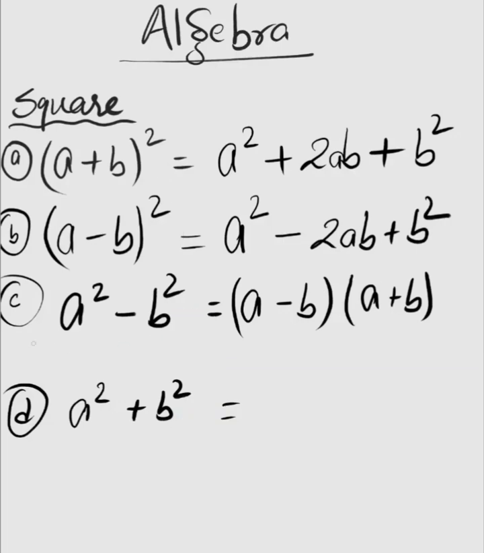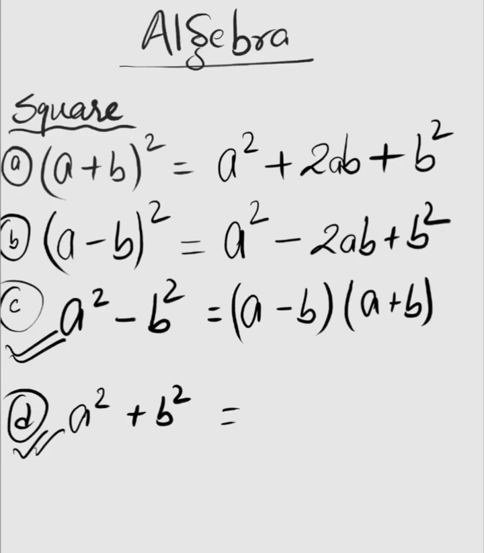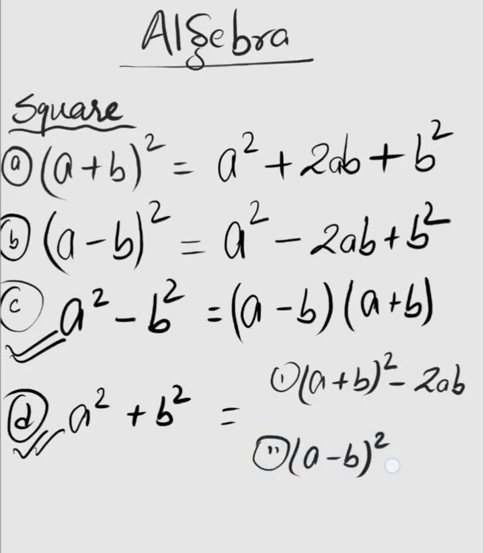In this case, this formula is widely used, but this is seldom used. In very few cases we will use it, otherwise you will not use it. So for this formula there are two formulas. Let's start with I. (a + b) whole square minus 2ab, and another is (a - b) whole square plus 2ab.